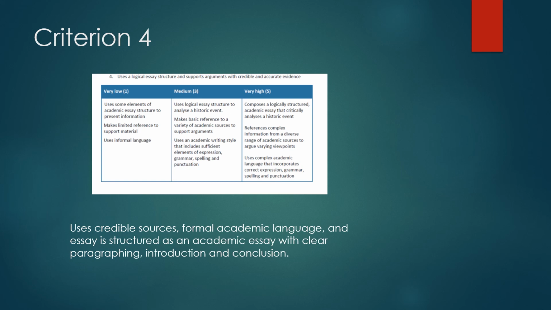Criterion 4 refers to the structure of the essay and referencing and language. Okay, so this essay is a good example because the language used is quite sophisticated. There is more than one reference used, and it is a logical essay with clear paragraphing and a clear introduction and conclusion.